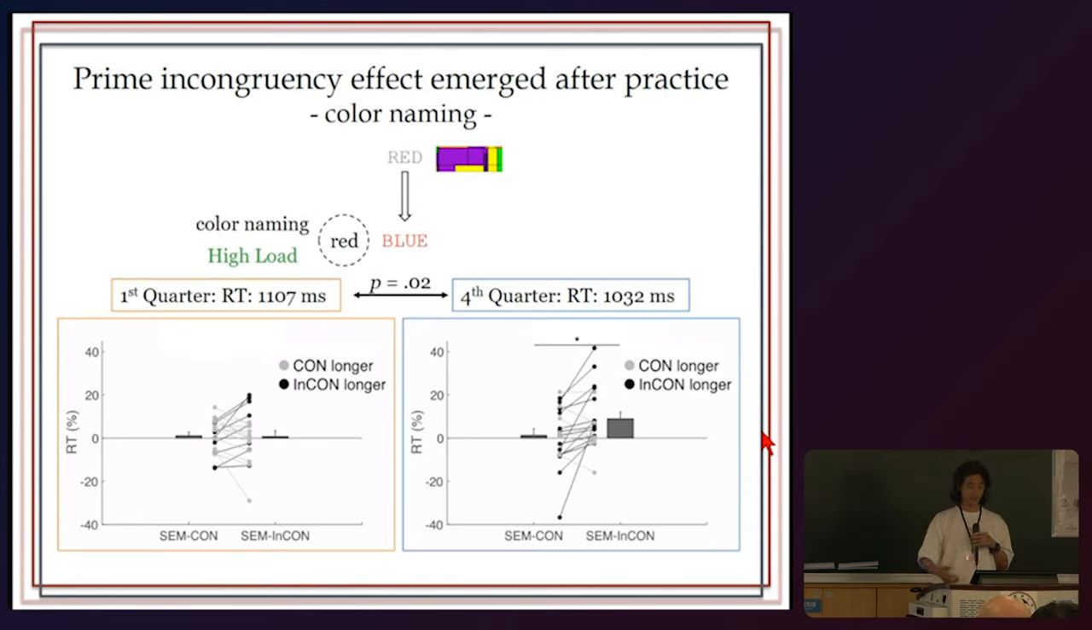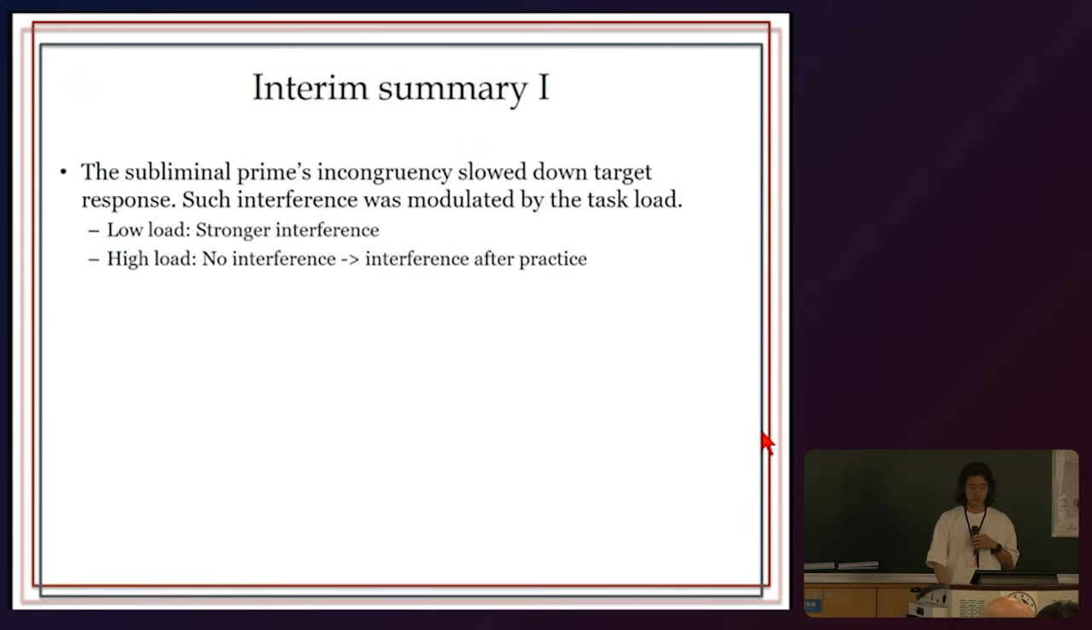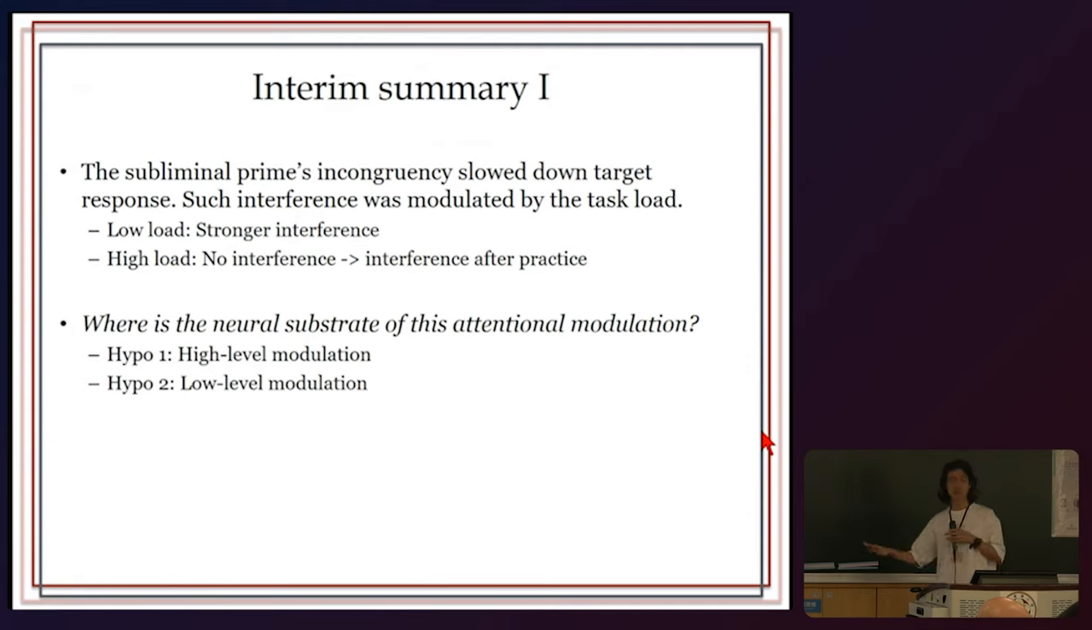That's what we saw in the low-low task. People slowed down by about 5 to 10% when the target and the prime share different meanings. So basically what we found here is that the subliminal prime's semantic incongruency slows down target response. And this is modulated by the task load, basically how they use attention in the task. If it's in the low-low condition, you get a strong, robust interference. In the high-low condition, initially there's no interference at all, but after some practice, the interference emerges. So after this, we went on to look for the neural correlates of this attention modulation.